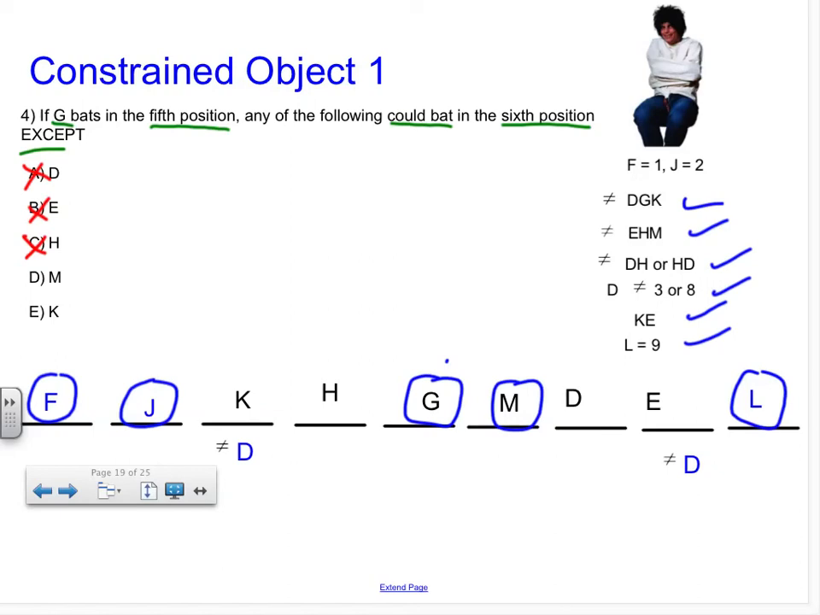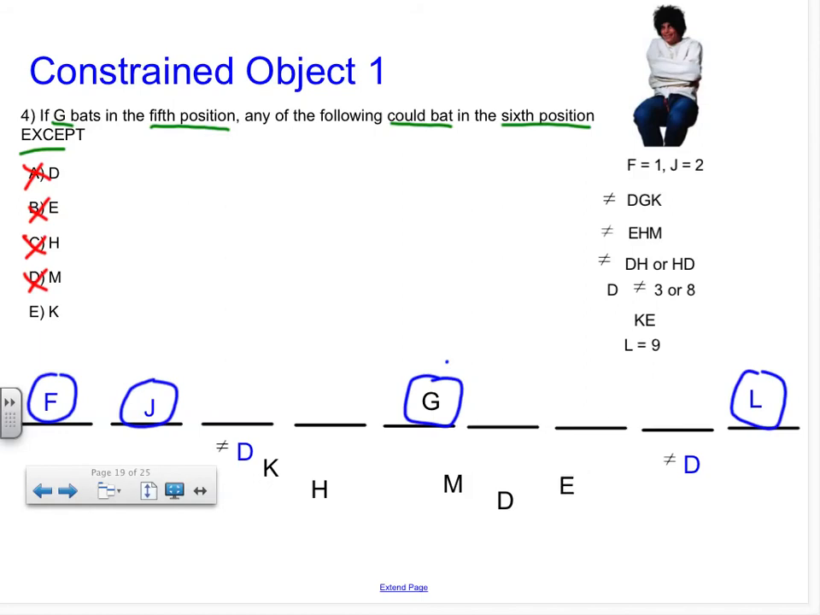So we can eliminate D. So chances are E is the correct answer, but just for argument's sake, we'll see if that is actually the case. Just to prove it to you, the viewer. So K could be in the sixth position. Now remember, we're looking to see this should not work. This should be our correct answer.